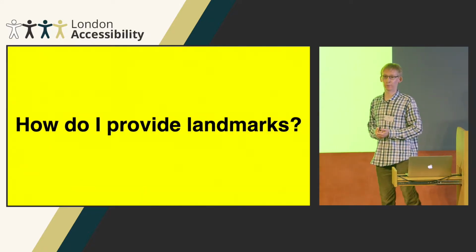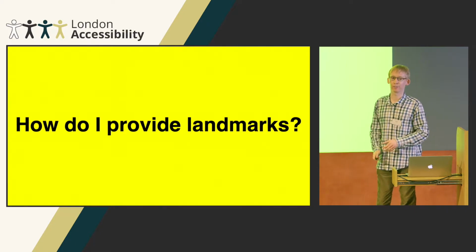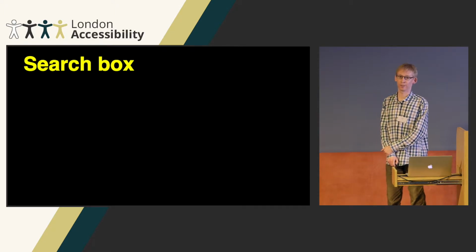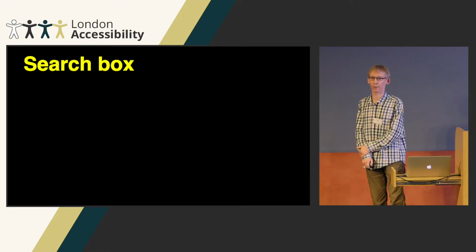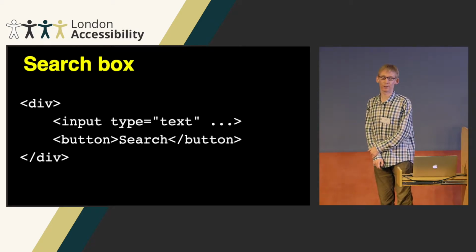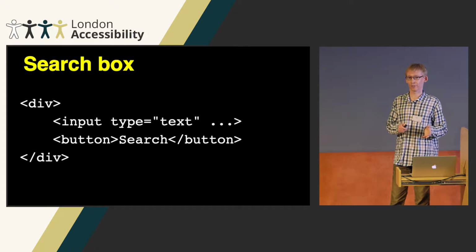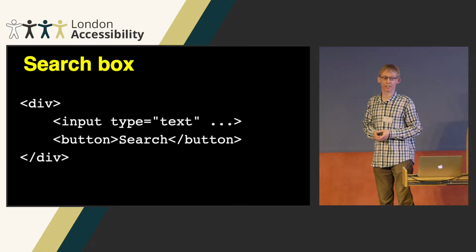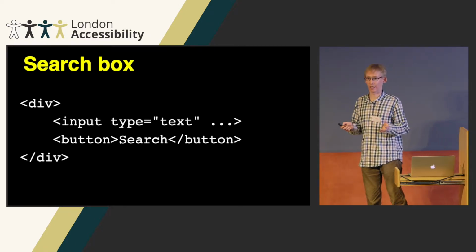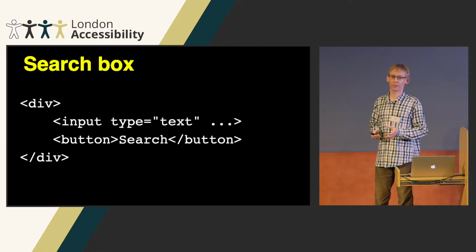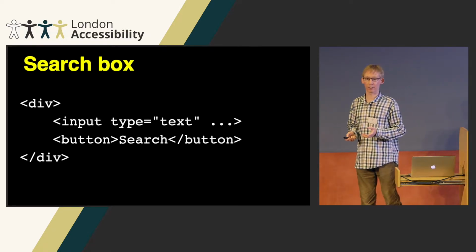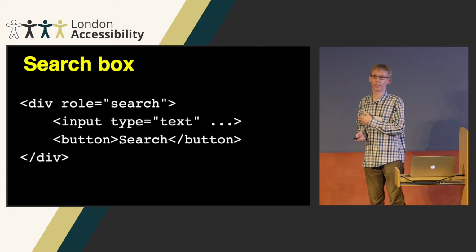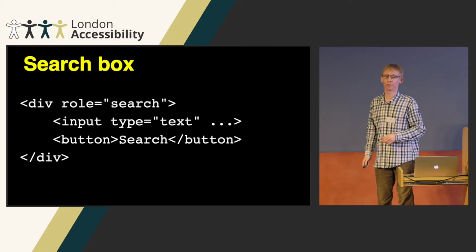So as a developer, how do you provide landmarks to your users? Well, it's quite easy. Let's have a look at a good example: a search box, because that's quite a common activity that people will want to do. You might already have a text box and a button that together form your search functionality as far as the user is concerned. And you might have those grouped in a div or even a fieldset or something else like that. So if you wanted to highlight this as a search landmark, all you do is add a role attribute and set its value to search. And that says, I'm the search functionality on this page.